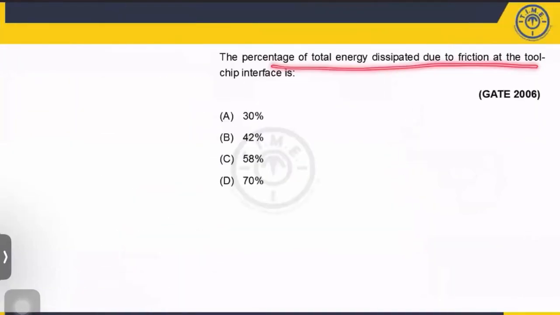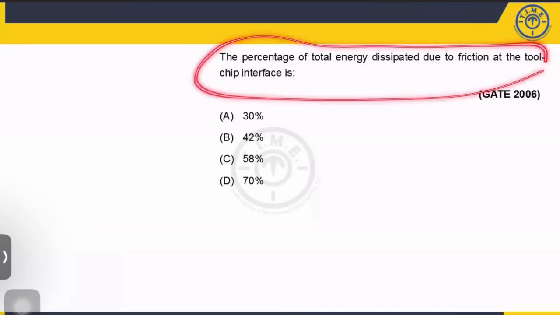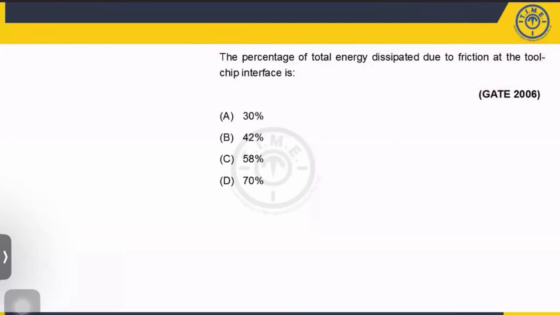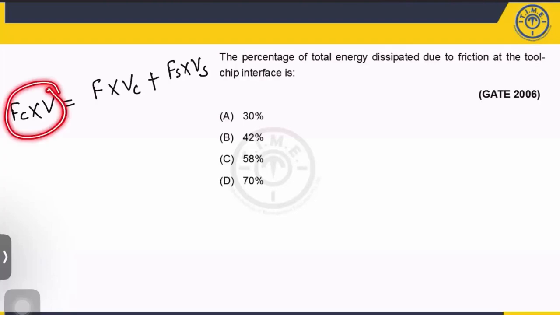The percentage of total energy dissipated due to the friction at tool chip interface. These things I have discussed before discussing the first question. I have told you the cutting force into the chip velocity, or we can say the cutting force into the velocity of tool is equal to this friction force into the chip velocity plus shear force into the shear velocity. Yes or no?